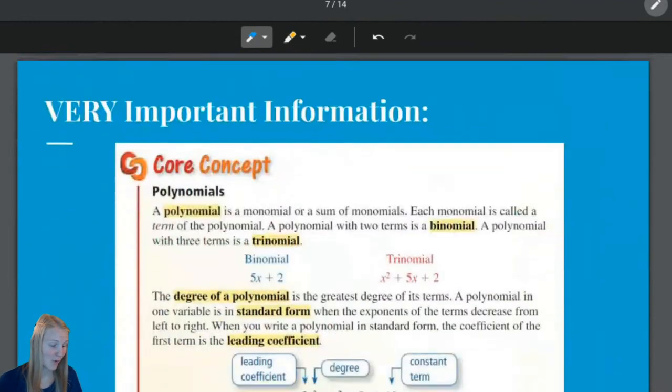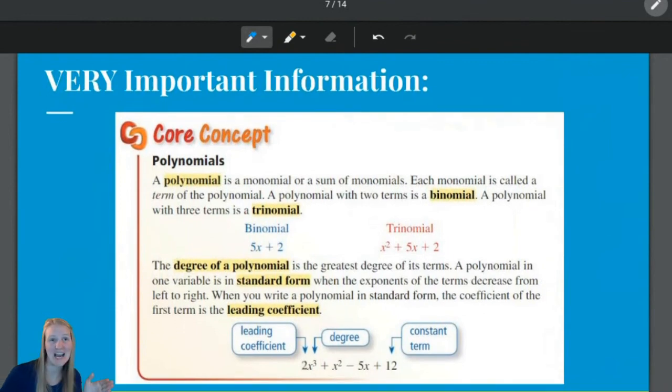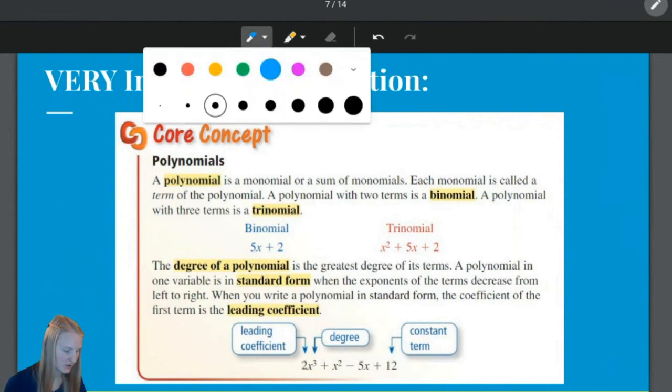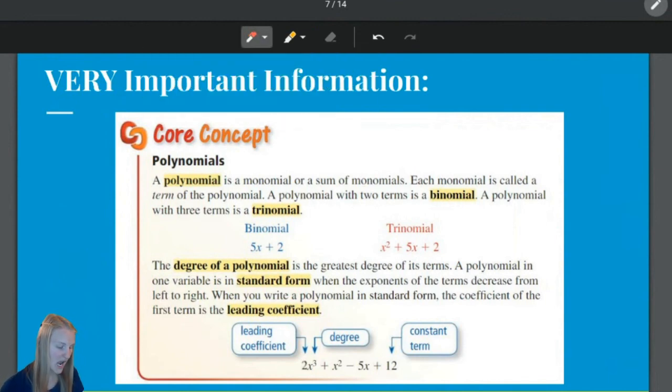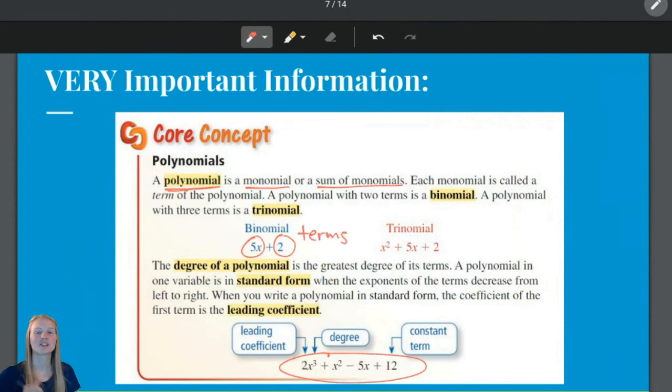All right. We're going to move on to some more information. I told you we were going to talk about binomials, trinomials, polynomials. That's why we talked about it in the entry task. A polynomial is a monomial or a sum of monomials. Like this down here at the bottom, when you add a ton of monomials together, we call it a polynomial. And each of the things that you add together, we call terms.